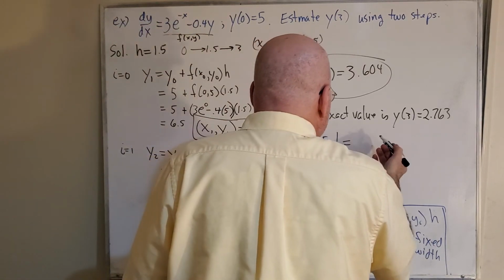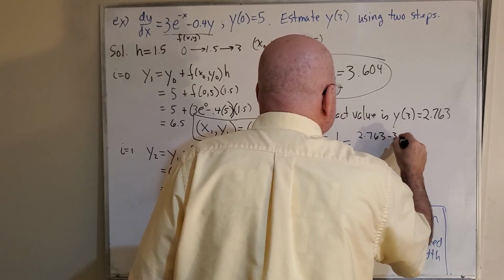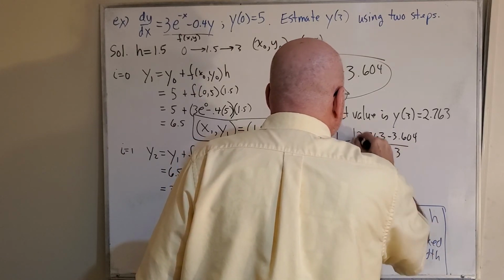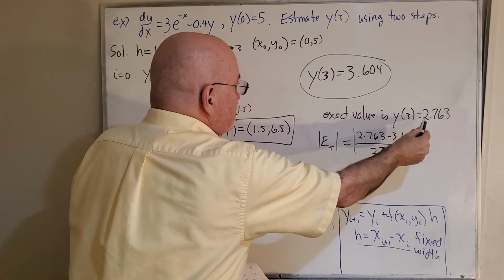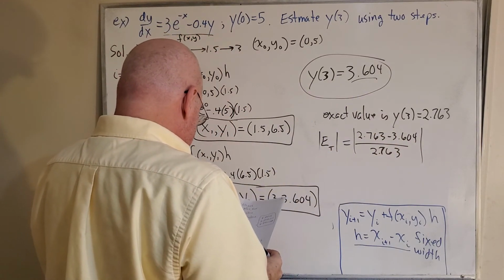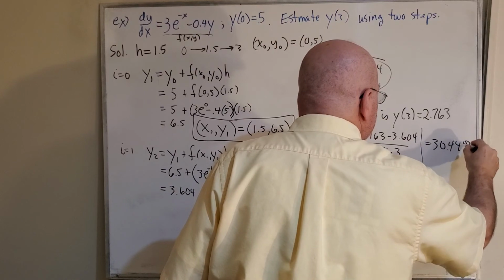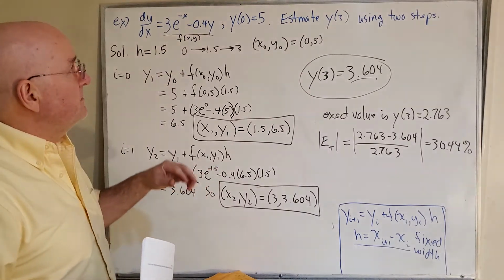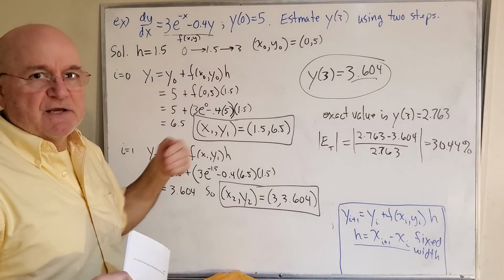So this turns out to be 2.763 minus 3.604 all over 2.763 in absolute value. The true value minus our approximation, which is right here, over the true value. And that turns out to be 30.44%. So that's not very good. But again, we would never estimate the value at y of 3 given the initial value at y of 0 using only 2 steps.